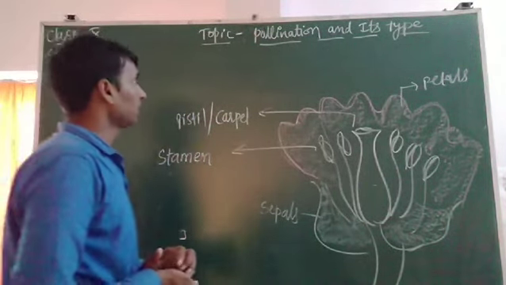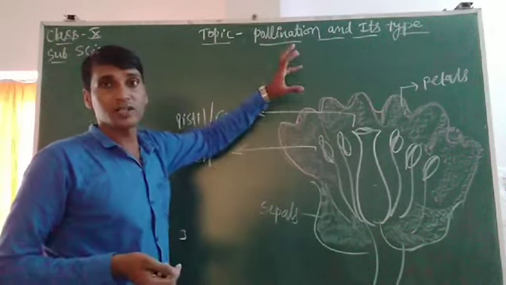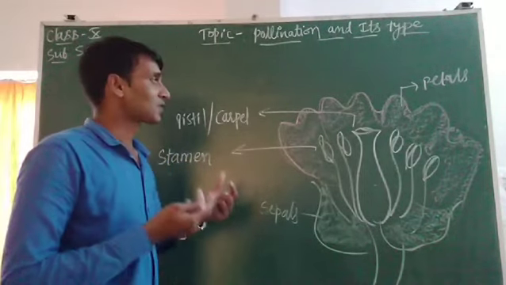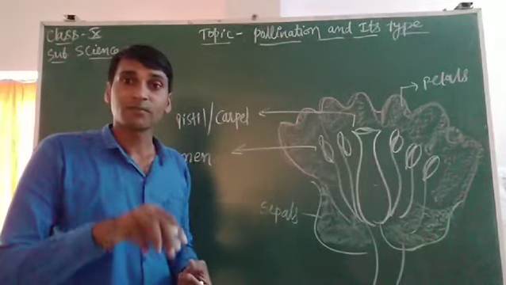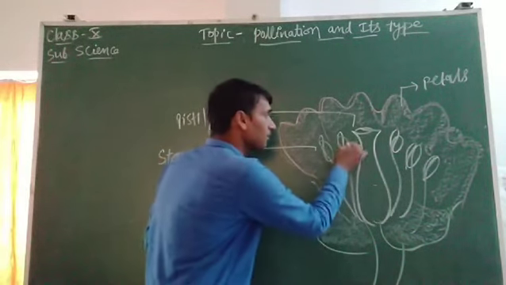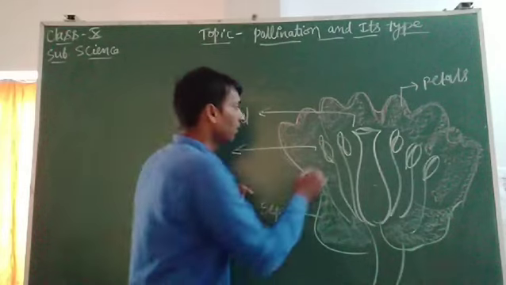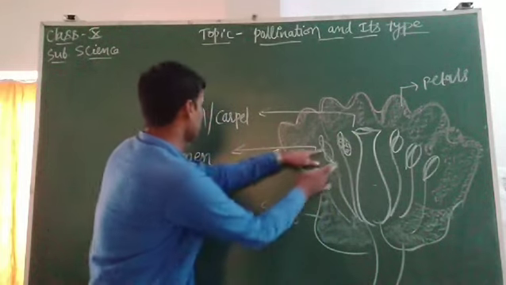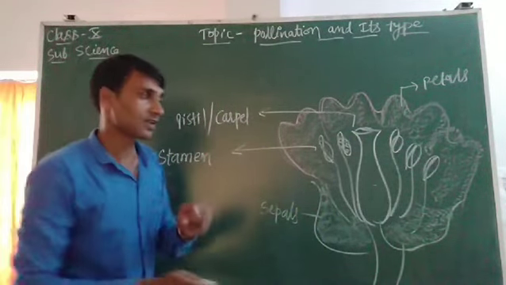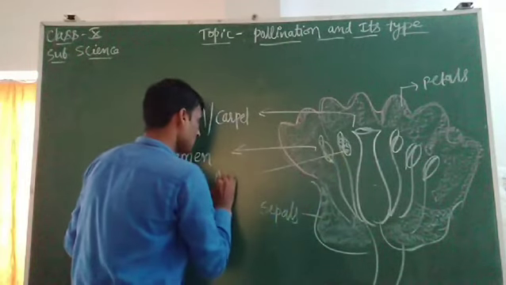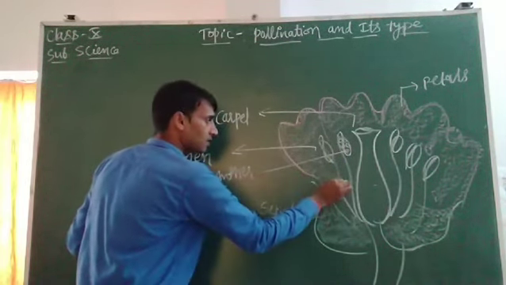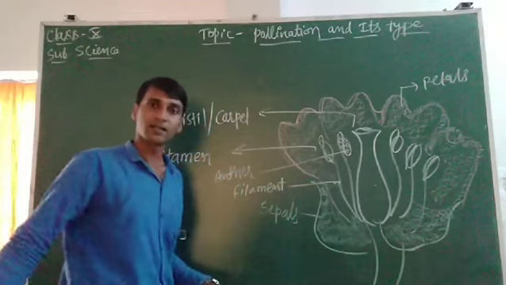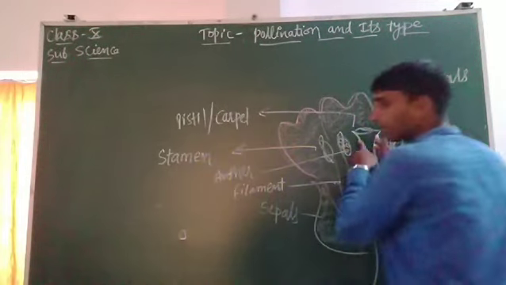Here we already discussed pollination. Pollination means transfer of pollen grains. Where do pollen grains form? In the flowers. Pollen grains are formed inside the pollen sacs. Pollen sacs are small pores present in the anther. This is the stamen. Stamen consists of two parts. The first part is called the anther, and this long cylinder part is called the filament.